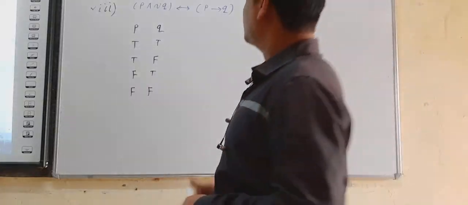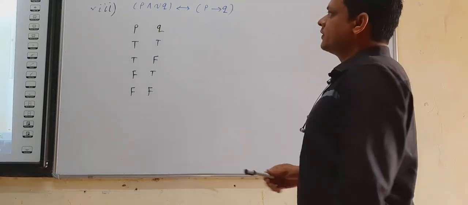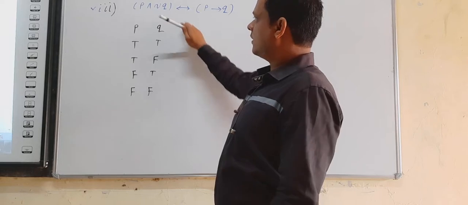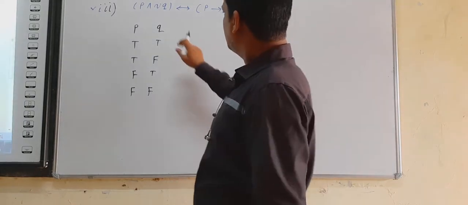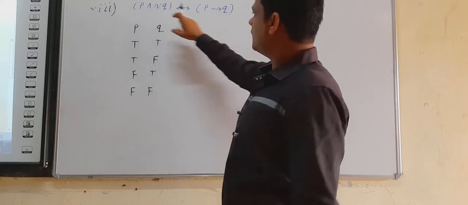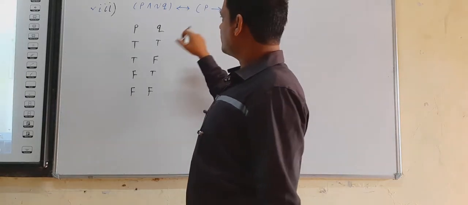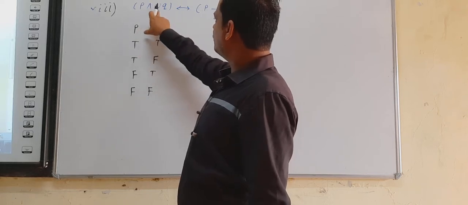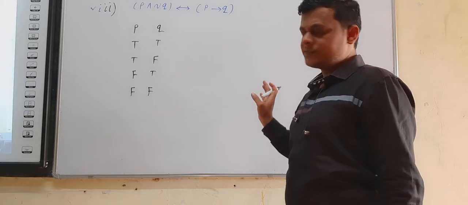You can solve question numbers 4, 5, 6, 7. We come to problem number 8. Here the total number of statements is 2, P and Q. The total number of logical connectives is 4. So the number of columns must be 6.